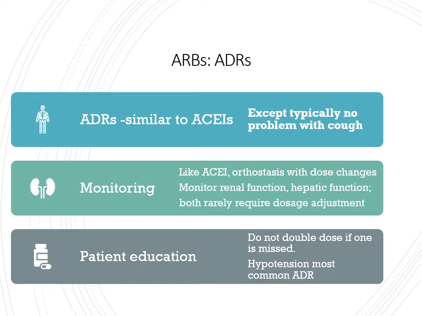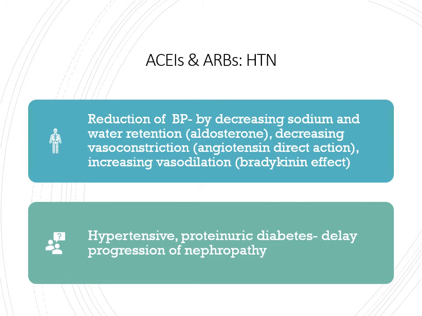So for patients on ARBs, no change in dosage is required based on renal impairment. Initial ARB doses may be lower for patients with impaired hepatic function. ACEs and ARBs work well for hypertension. They reduce blood pressure by decreasing sodium and water retention, decreasing vasoconstriction because of the direct angiotensin effect, and increased vasodilation due to the bradykinin effect. They are not as protective, ACE inhibitors at least, are not as protective in renal patients without proteinuria.